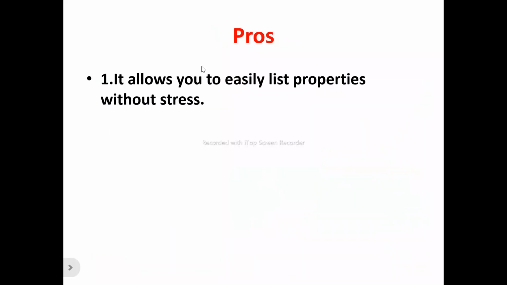Now, to the pros of Innago. Number one, it allows you to easily list properties without stress. That is, with Innago, you can easily list all your properties, the different properties that you want to put up for rent, so that tenants can actually see them. People that are looking for properties, that are looking for houses, can easily see them, which will save you the time of going to advertisement sites or trying to advertise your property.